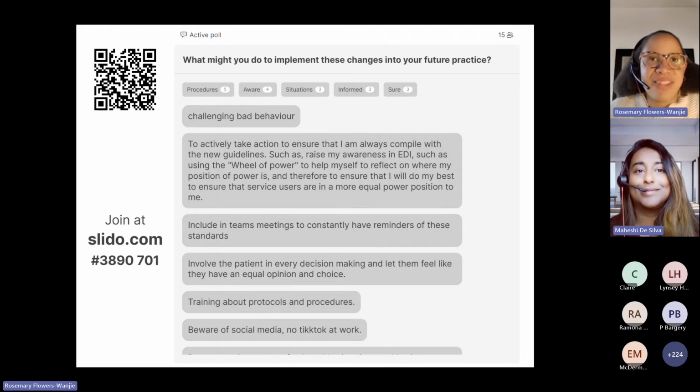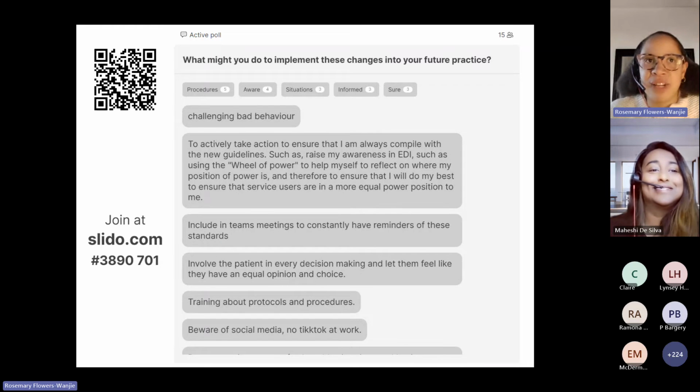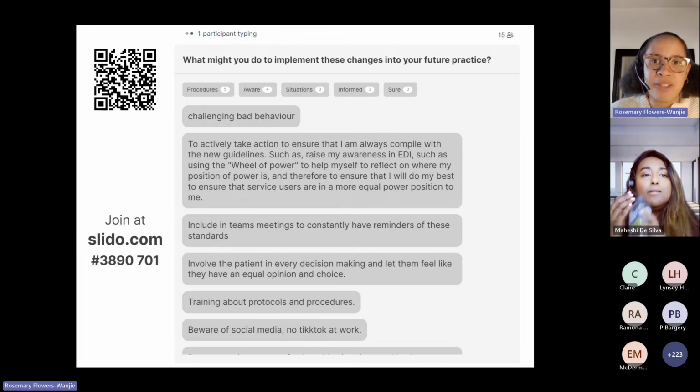Oh, and also I really like this one. This person has talked about making sure that they comply with new guidelines, such as raising their awareness of equality, diversity, and inclusion, such as using the wheel of power to help myself to reflect on where my position of power is, and therefore to ensure that I will do my best to ensure that service users are in a more equal power position to me. I think that's really great, and that's the exact kind of action that we're referring to, where you go out and you find out about different resources that you can use to help make your workplace and your practice a fairer and more equal space for people to be in.